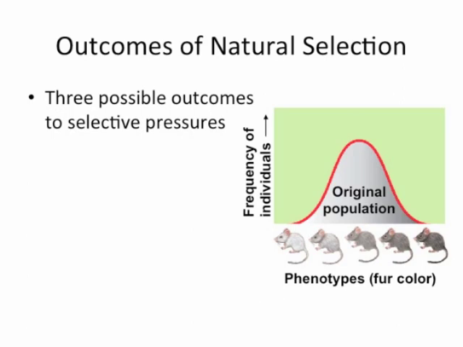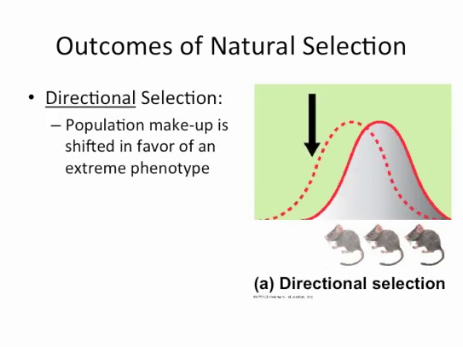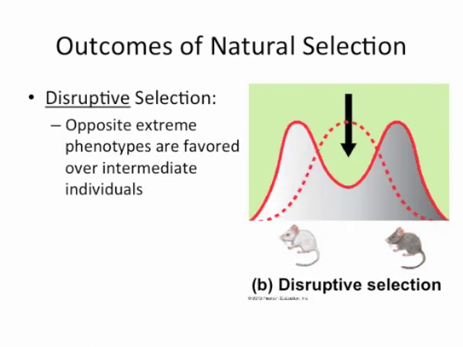So let's say there's a selection for one of the extremes, like the darker furred mice. This would be called directional selection, where the population makeup is shifted in favor of one of the extreme phenotypes. So this would be a case where you have pressure pushing it towards the darker phenotypes, in which case the lighter phenotypes might disappear in the population. Another way that natural selection can occur is something called disruptive selection, and we talked about this.